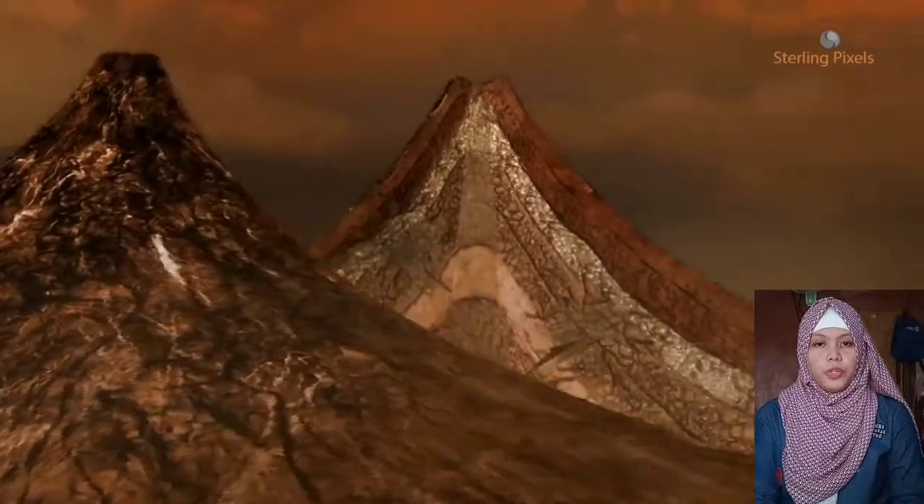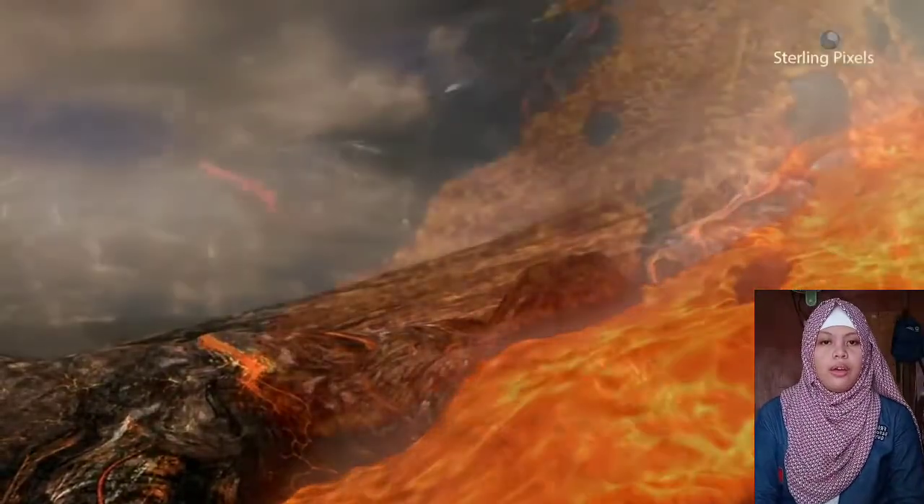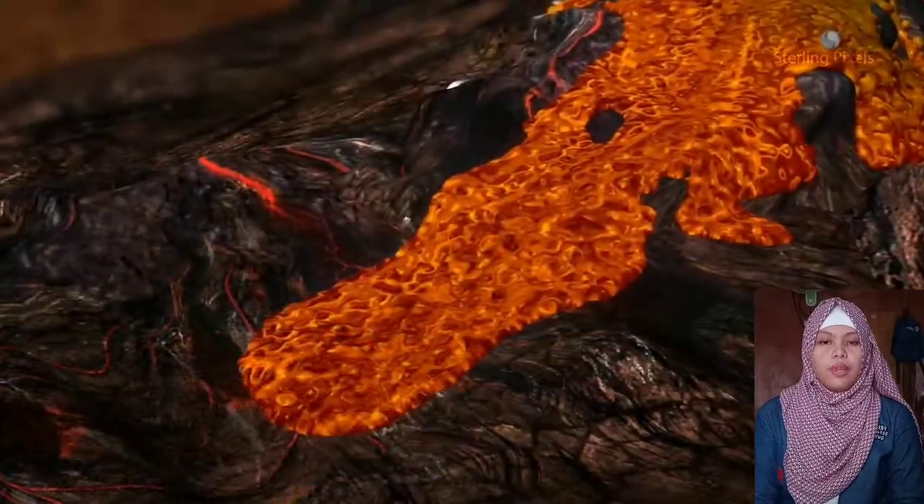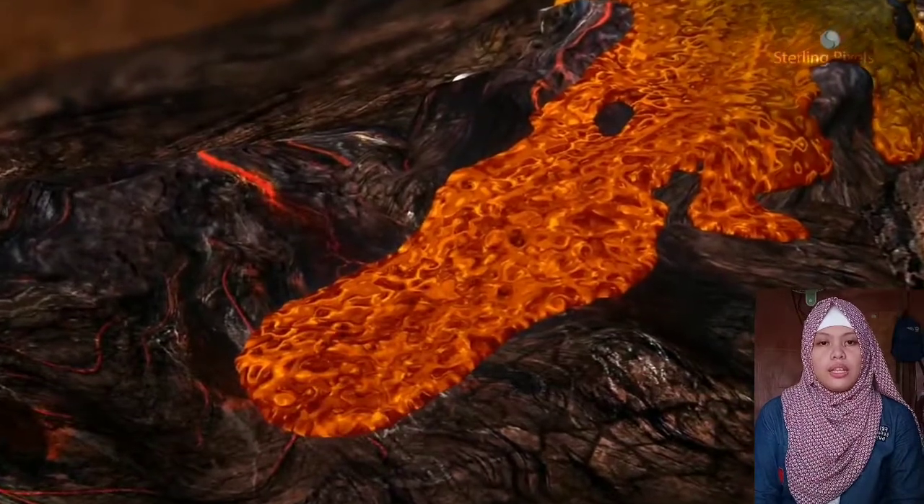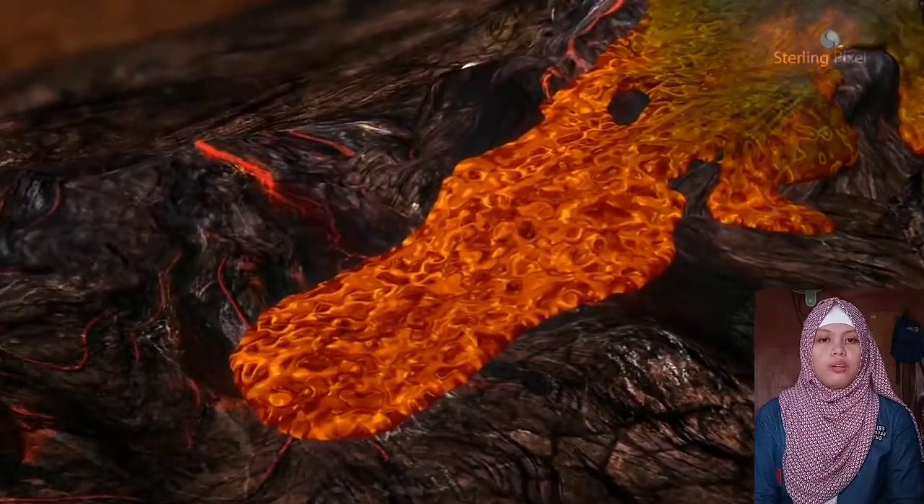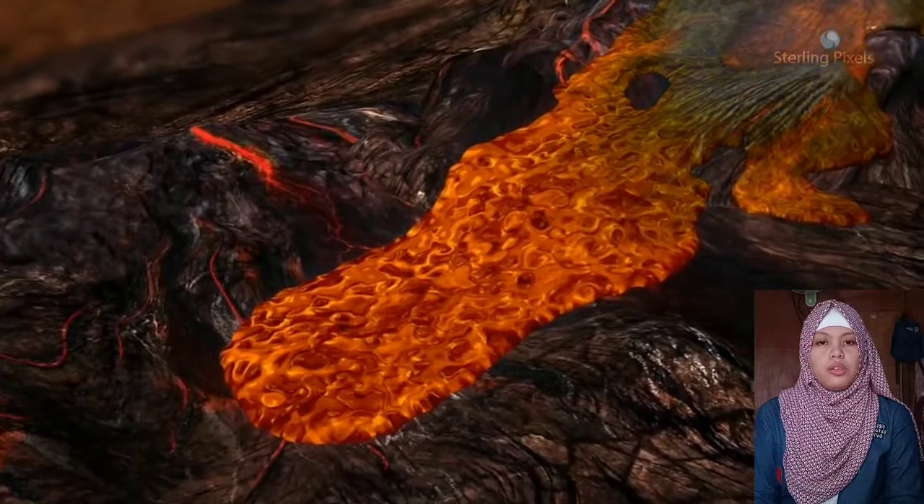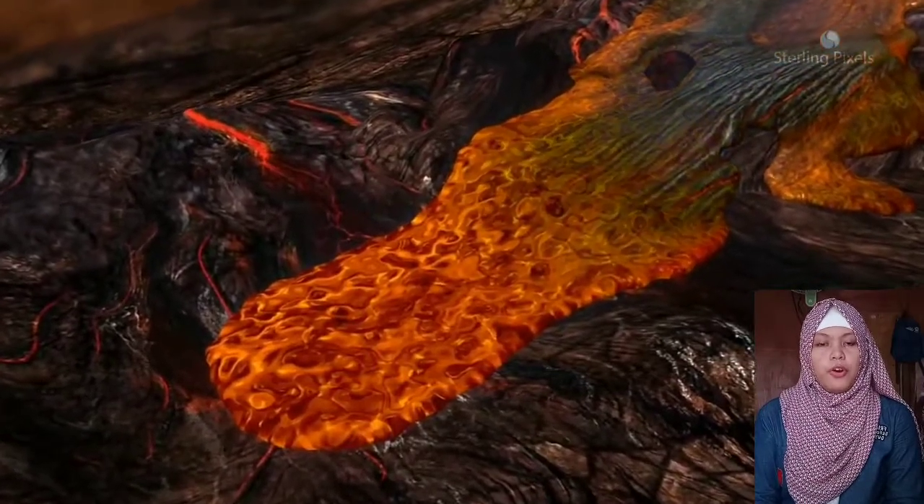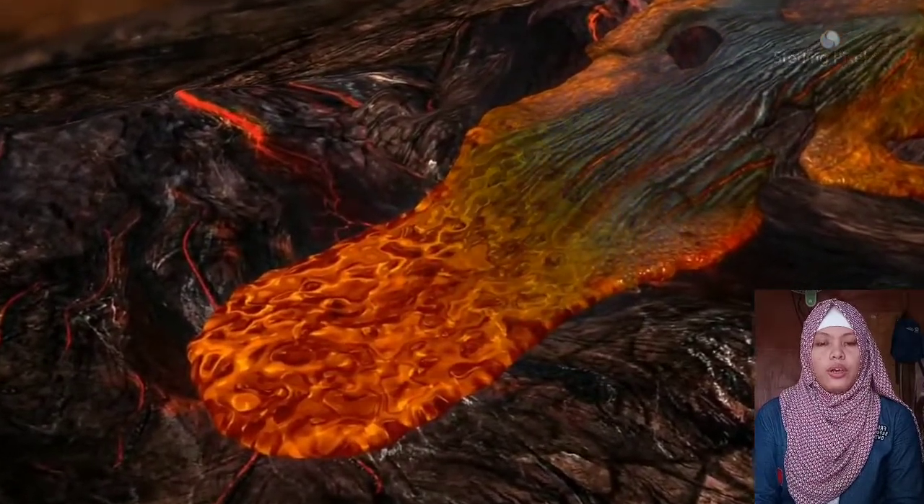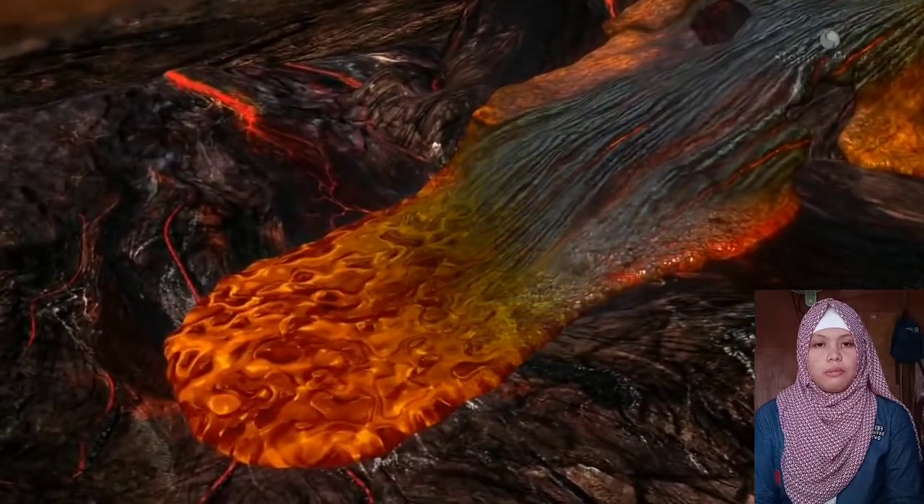When rocks are pushed deep under the Earth's surface, they melt into magma. When magma cools and hardens, it becomes an igneous rock. As the magma cools, different crystals are formed at different temperatures, undergoing crystallization. After this, weathering will occur. In this process, the rocks break down into smaller and smaller pieces. These smaller pieces are called sediments.